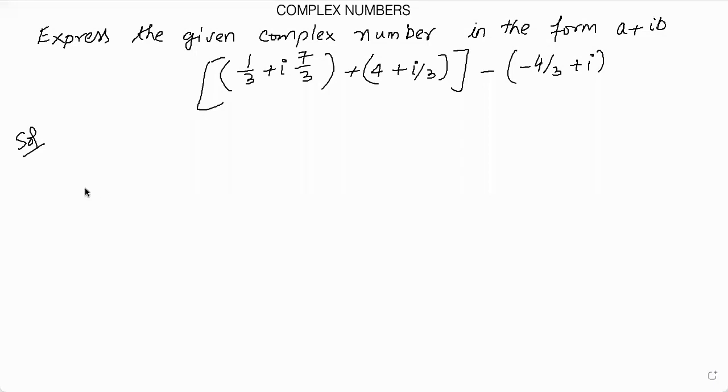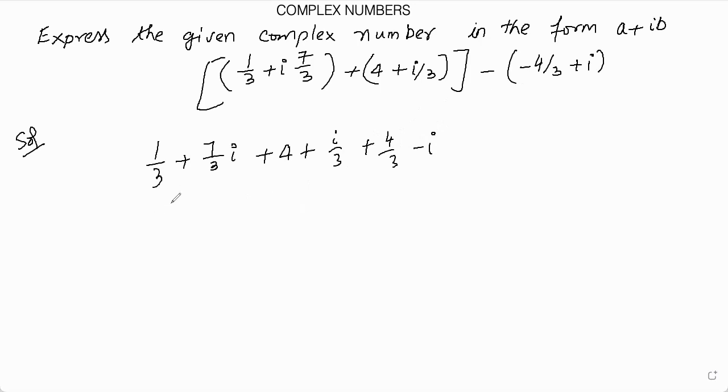So let us find the solution for this. Okay, so I'll consider 1 by 3 plus 7 3i plus 4 plus i by 3. Okay, I remove the brackets. Okay, and I'll take minus inside, so this will be plus 4 by 3 minus i.